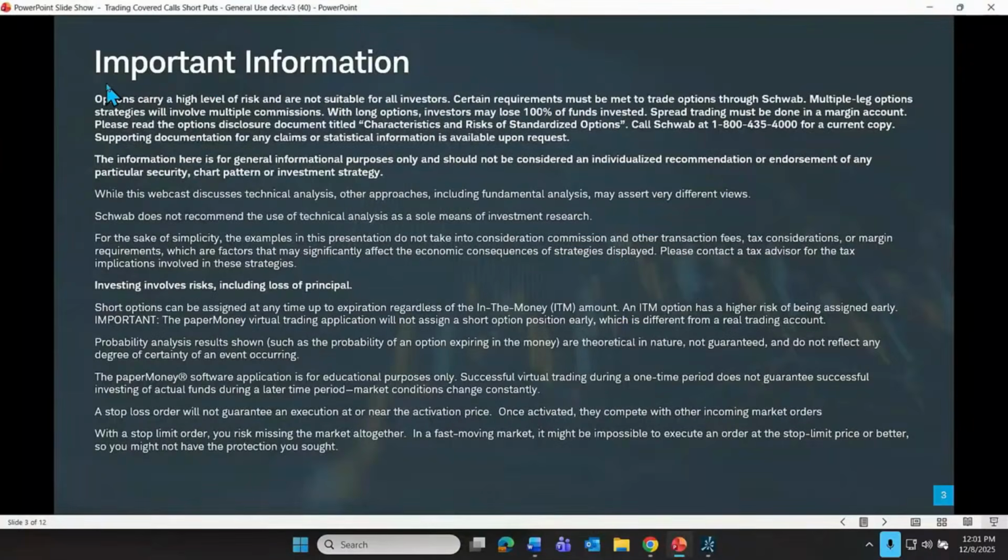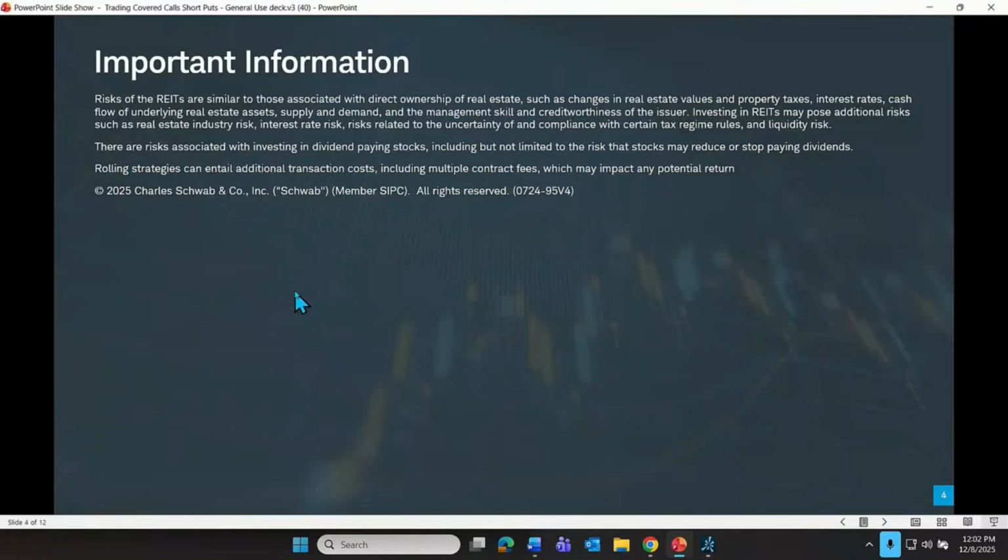As we do that, of course, the first thing that we need to do is consider the risks associated with trading and investing. This is important information, so bear it in mind. Options carry a high level of risk and are not suitable for all investors. The information here is for general informational purposes only. It should not be considered an individualized recommendation or endorsement of any particular security, chart pattern, or investment strategy. While this webcast discusses technical analysis, other approaches, including fundamental analysis, may assert very different views, and investing involves risks, including the loss of principal. You should also be aware that any investment decision you make in your self-directed account is solely your responsibility.